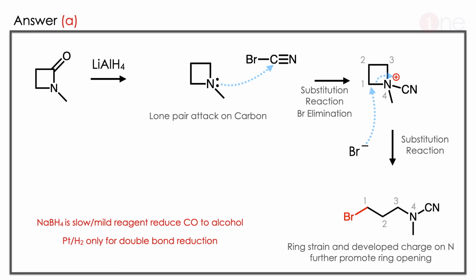Here you have to learn 2 things. Sodium borohydride we cannot use because it's a mild reducing agent. It will only reduce C=O to alcohol. So it is not useful here. We cannot use platinum and hydrogen because it only reduces a double bond. But here we have a carbonyl bond.